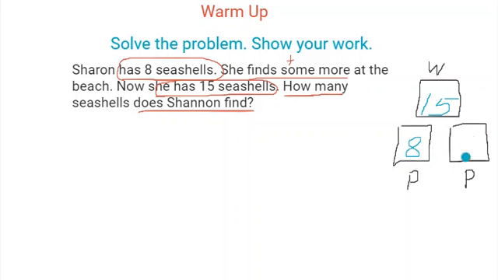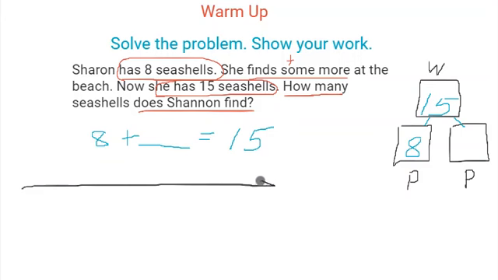So how do we write this out? There are many different ways to do this, but let's take a look. She had 8, she added some more, which is unknown, and that is equal to 15. There are so many different ways. We can use the standard algorithm. We can do a number line. Why don't we do a number line? It's an open number line, so I'm going to do this.